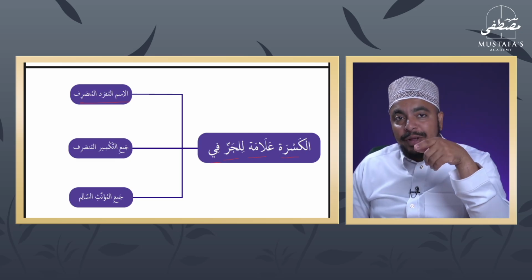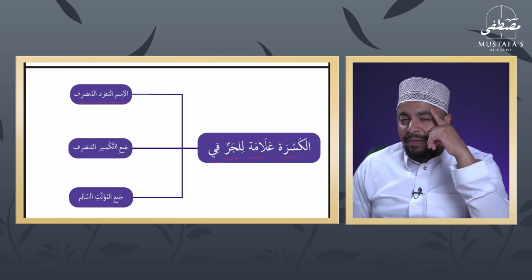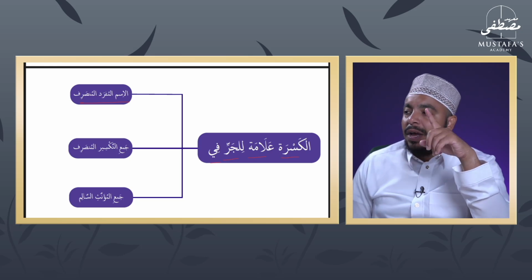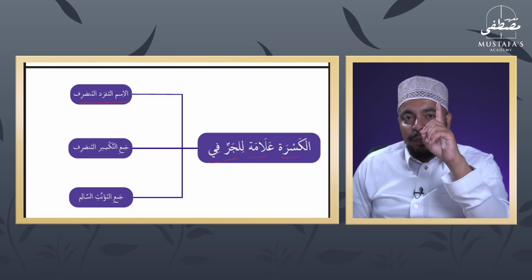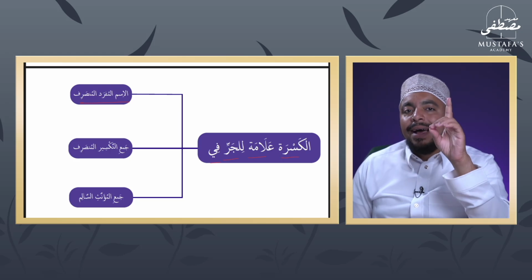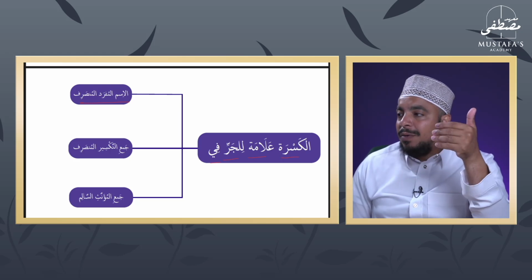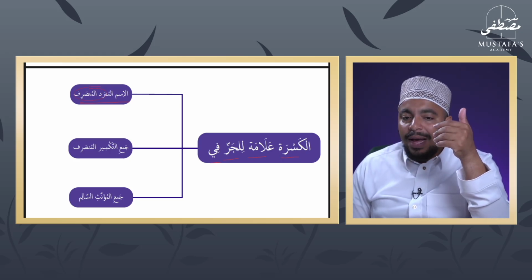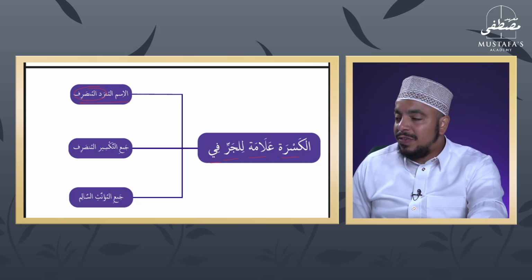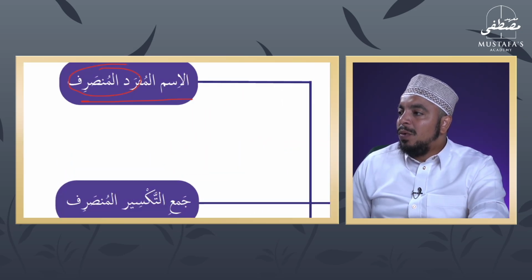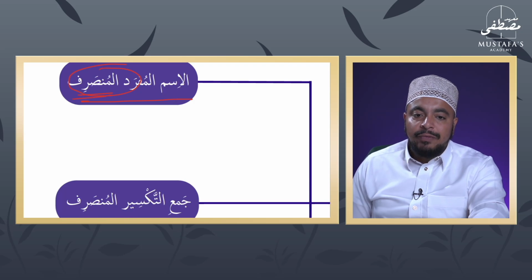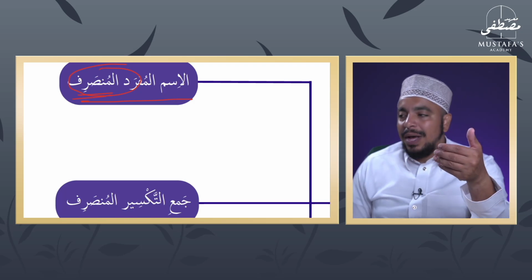If you go back to the previous classes, listen carefully. When we said the single form noun, we did not add the word al-munsarif. I'm going to zoom it in so you can see properly. Look, we did not add this word al-munsarif. What's the reason behind it? Why did we not add it?